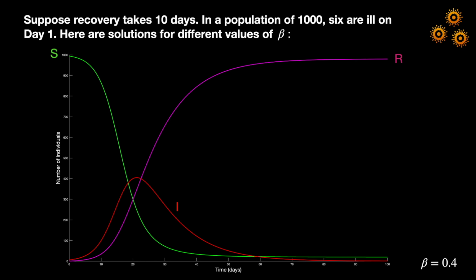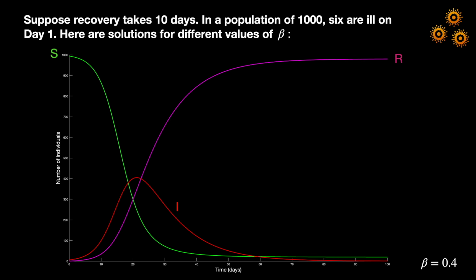Okay, I'm going to show you a few different models, but they're all going to be based on the same values of N and gamma. The only thing I'm going to change is the parameter beta. So suppose that we start with a population of 1,000 and say 6 come back from vacation and they're ill. What that means is on day 1, 6 people are infected, 94 people are susceptible, and no one has recovered. Our parameter gamma will be 1 over 10 because we're assuming that recovery takes 10 days.